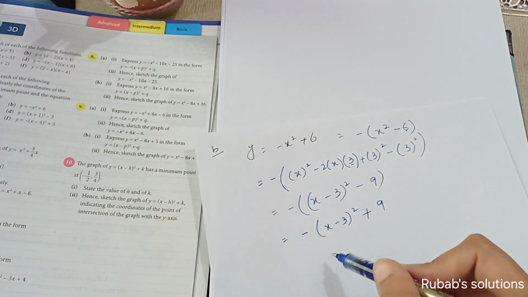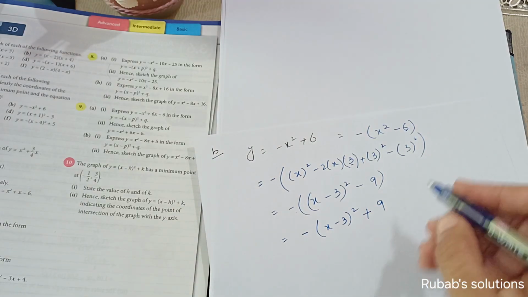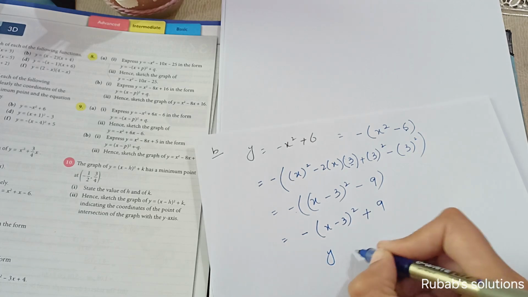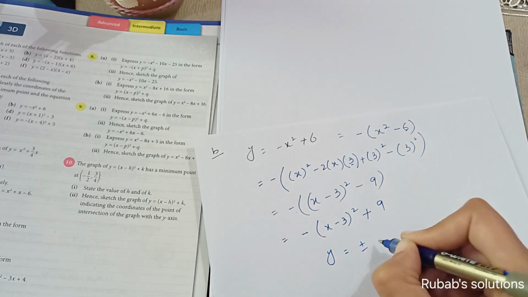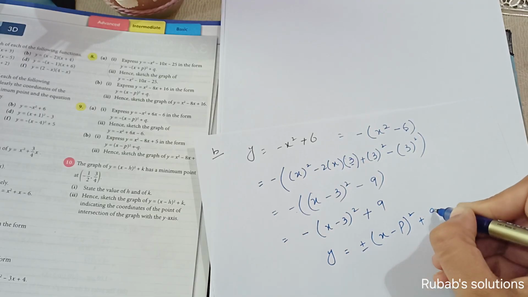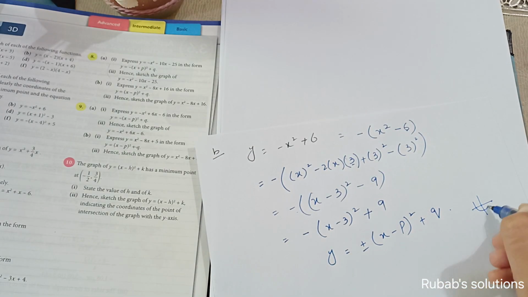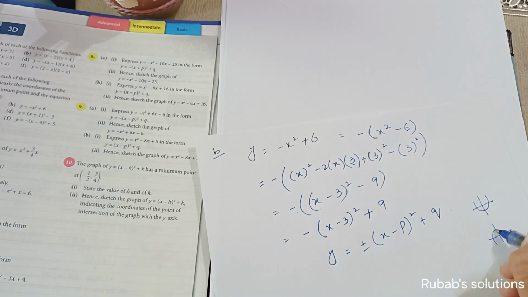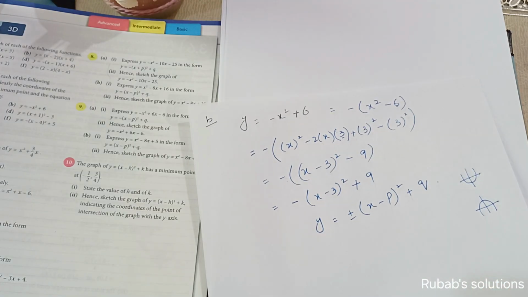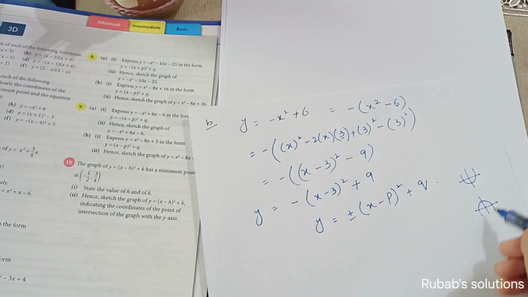Now this is not in the form of x minus h and x minus k. That means there must be another form. So the other form is y is equal to plus or minus x minus p whole square plus q. This is another form. If this is in plus form, the graph will be in this form. If this is in minus, the graph will be like this. So now over here this is in minus, so our graph must be in this form.